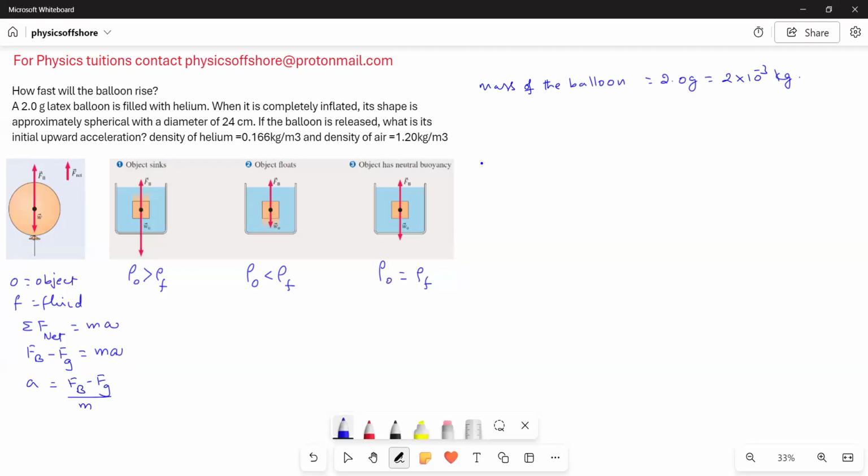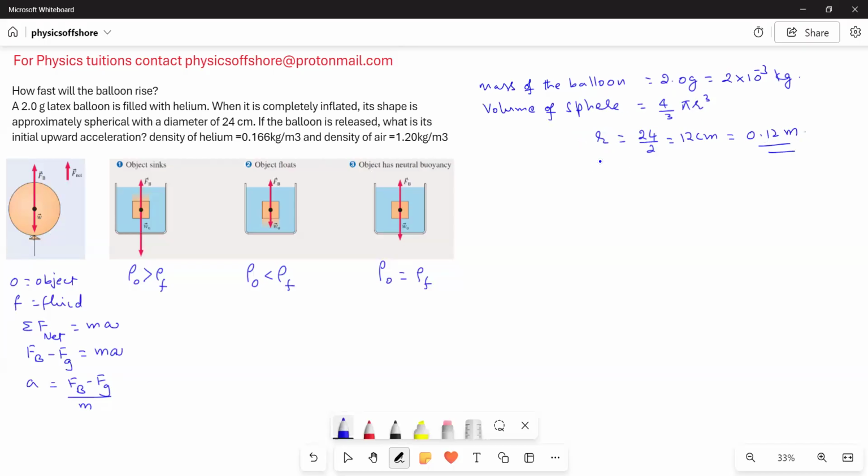The mass of the helium gas is not given to us, but they gave the diameter of the balloon because they are saying that the balloon is spherical in shape. So we can easily find out the volume of the balloon. Volume of the sphere is equal to 4/3 pi r cube. In this, r is equal to, diameter is given to us, 24 by 2, that is equal to 12 centimeters. Therefore, that is 0.12 meters.